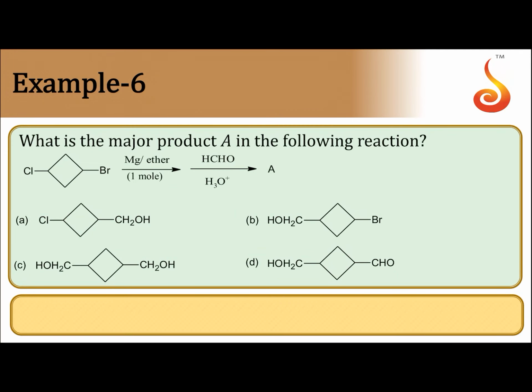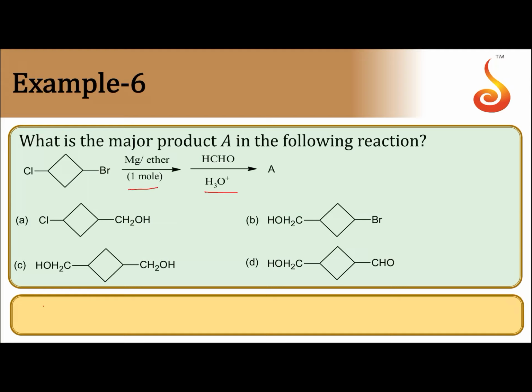What is the major product A in the following reaction? The given compound is an alkyl halide treated with 1 mole of magnesium, followed by formaldehyde. They are asking what is the product A obtained in the following reaction.